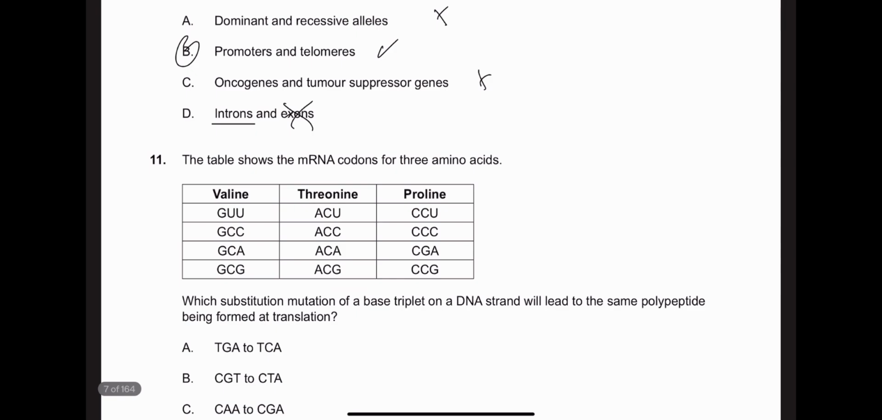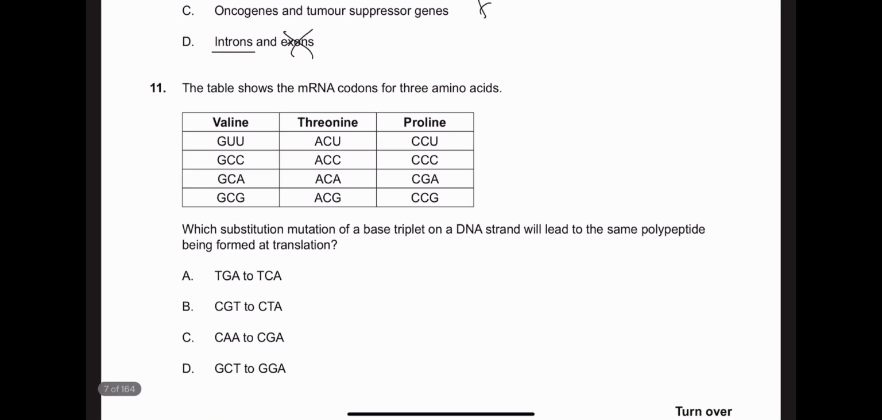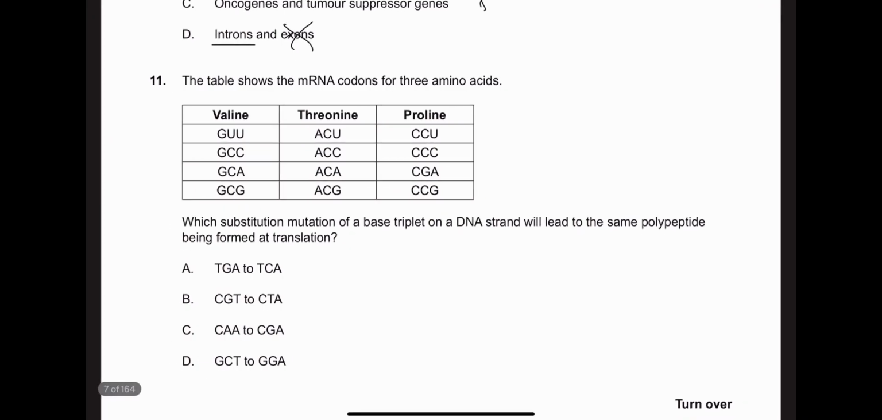This table shows mRNA codons for 3 amino acids. Which substitution mutation of a base triplet on a DNA strand will lead to the same polypeptide being formed at translation? So we're just looking for, it's basically talking about the degenerate property of our amino acids. So multiple codons are coding for the same amino acid. So we're just going to look for 2 of them that code for the same amino acid.